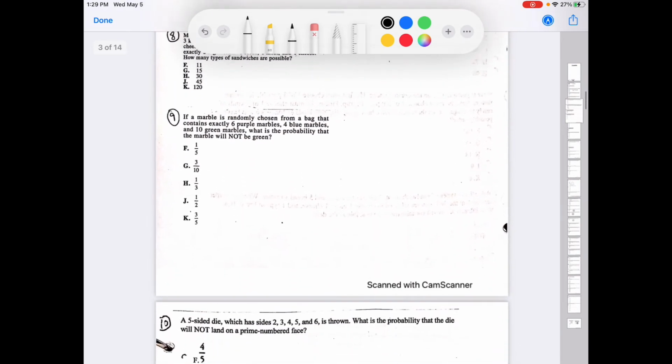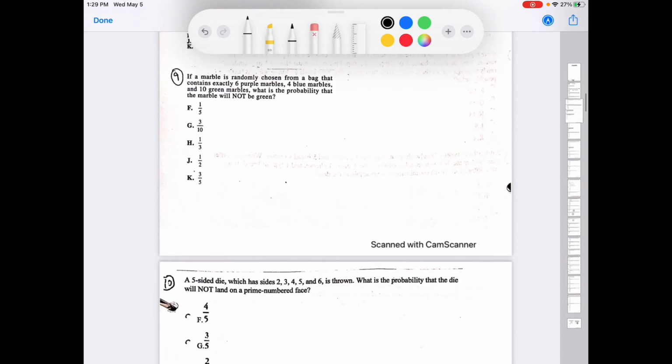All right, let's look at number 9. If a marble is randomly chosen from a bag that contains exactly 6 purple marbles, 4 blue marbles, and 10 green marbles, what's the probability that the marble will not be green? Okay, so how many total marbles are in the bag? There's 20 total marbles. And how many of those are not green? There's 10 that are not green. So my answer is 1/2.